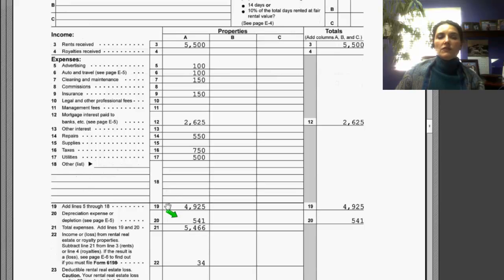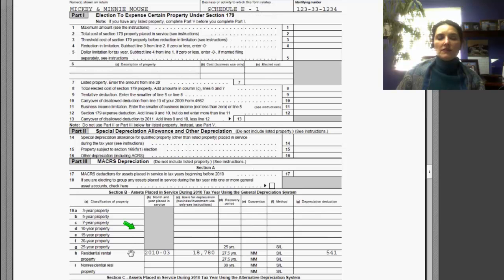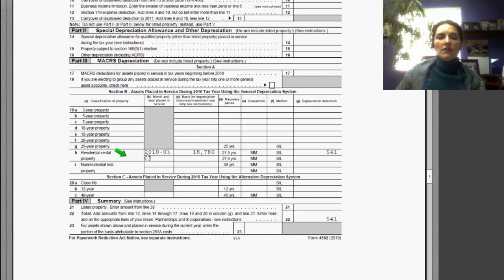That gave us total expenses on line 19 of $4,925, but we have a depreciation calculation going on here as well, so let's go take a look at the depreciation. Here is Form 4562 for the Mouses. We have on line G the date that the property was placed in service, which was March of 2010. We have a basis for depreciation, and this is a rather odd number. Where did that come from?